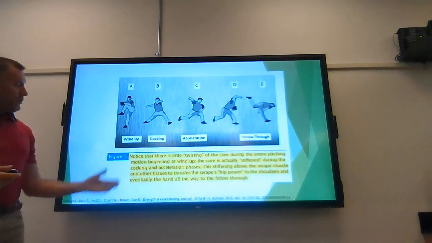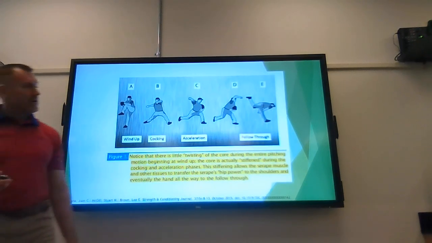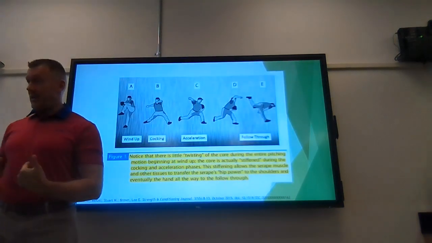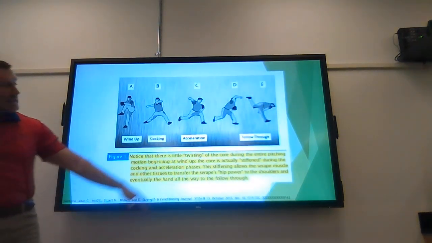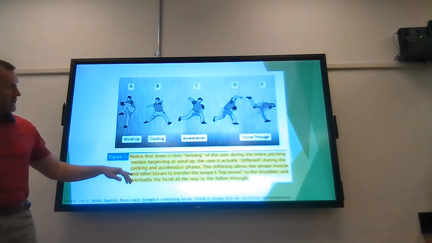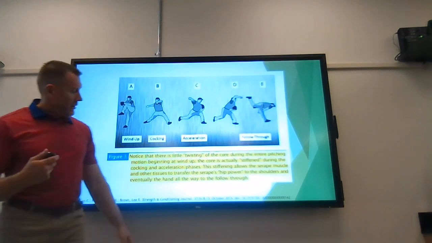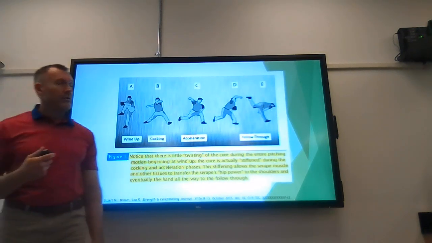The whole point is, and this again comes from this great article from Santana, there's little twisting of the core during the entire pitching motion, beginning at the windup. The core is actually stiffened. That means braced, right? During the cocking and acceleration phases, this stiffening allows the serape muscle and other tissues to transfer the serape's hip power to the shoulders and eventually the hand all the way to the follow-through.